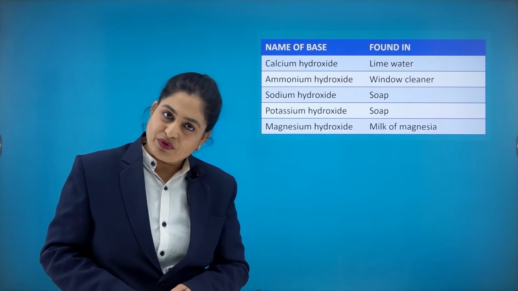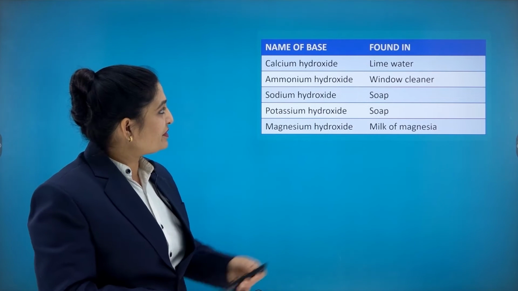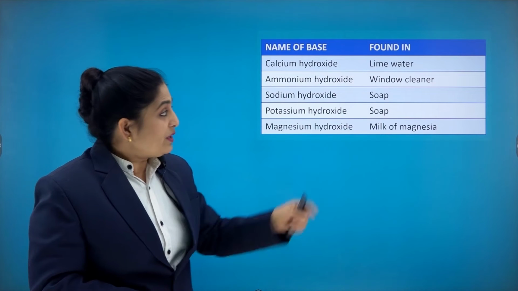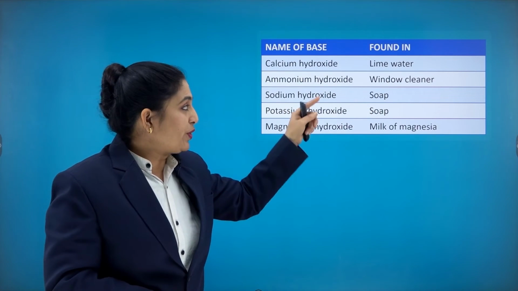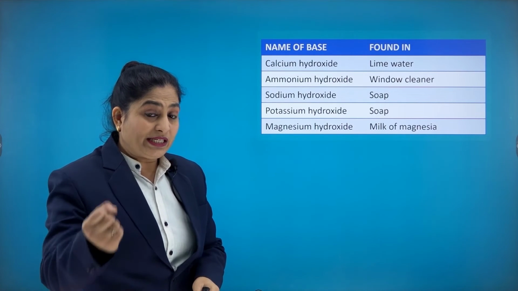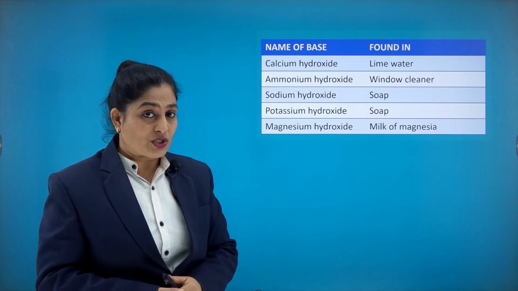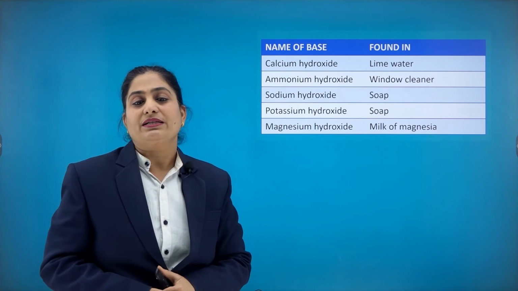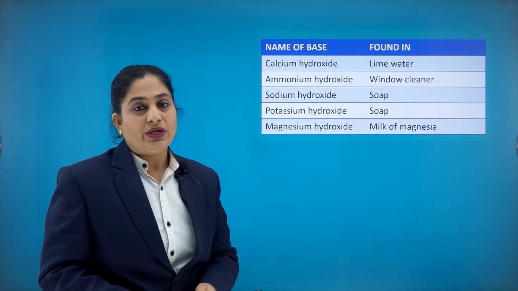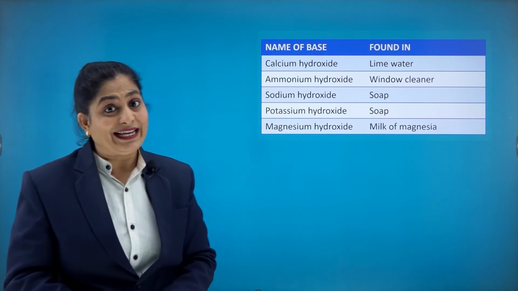Now let us discuss a few different bases that are found in different examples. So we have lime water first, that contains calcium hydroxide in it. Then in window cleaner, we have ammonium hydroxide that cleans the window, that is again a base. In soaps and detergents, we have sodium hydroxide, potassium hydroxide. Even in dishwashing also, we have these hydroxides. Milk of magnesia contains magnesium hydroxide. So these are different bases that are found in different substances that we deal with in our daily life.